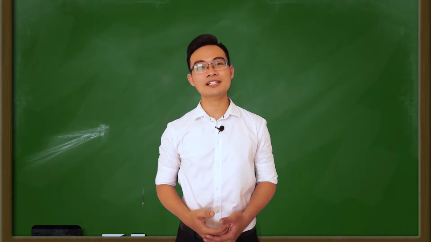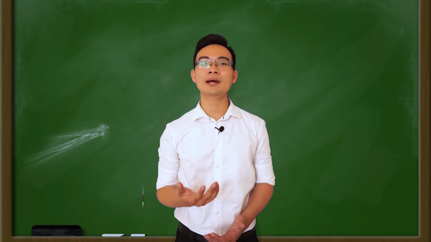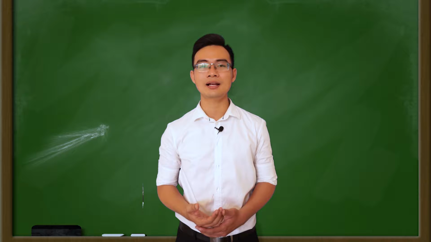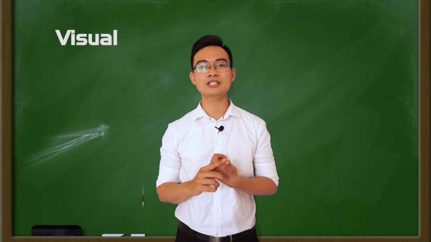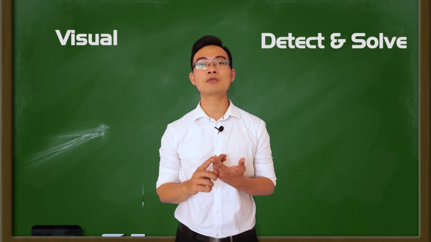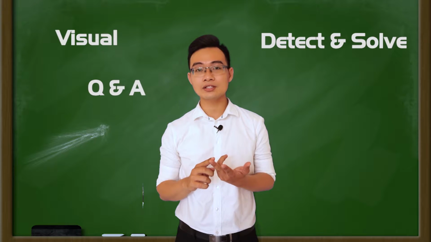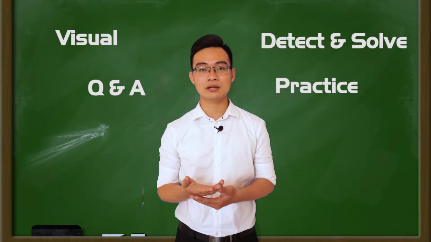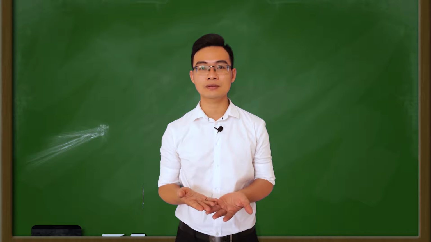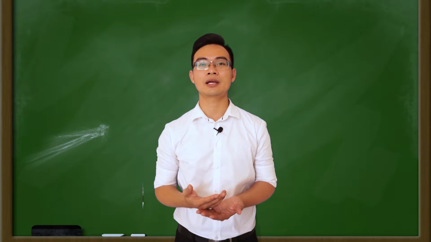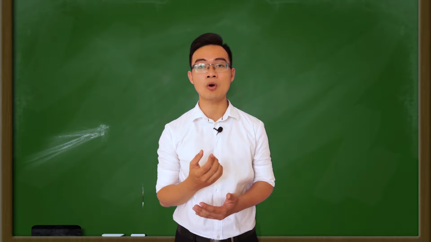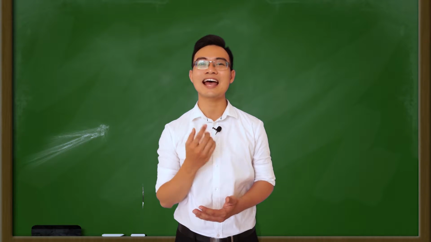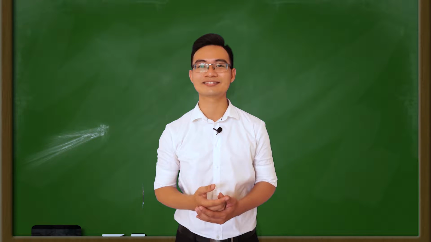In the previous lesson, we learned about mathematics teaching methods for primary students like visual teaching, detect and solve problem, question and answer, and practice. We have many methods like we have many knives, but no method is the best or the most suitable for every knowledge. We have to choose, and that is today's lesson.